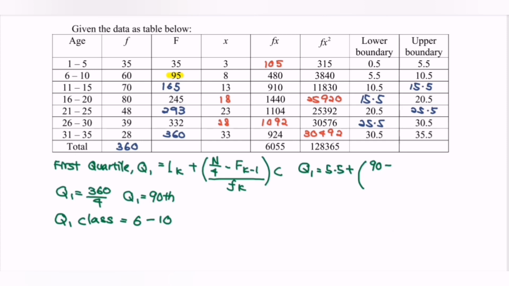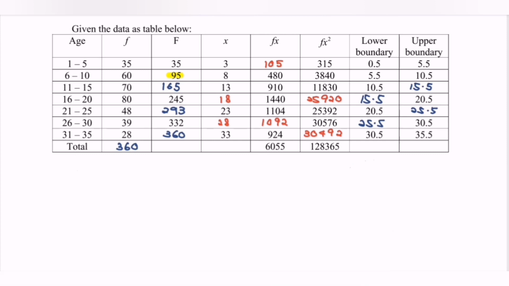minus, referring to the formula, where we have the capital F sub K minus 1, meaning the previous class, where we have 35, over the frequency for that class, where we have 60, multiplied with the class size, which is 5. So the Q1 or the first quartile will be 10.0833. Approximate the situation. So Q1 will be around 10.1.